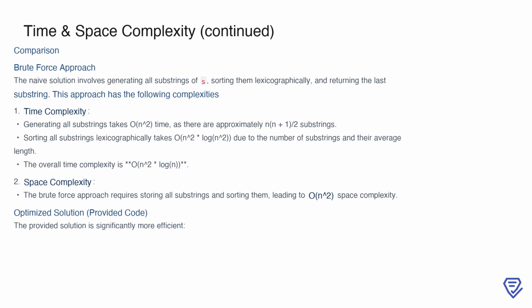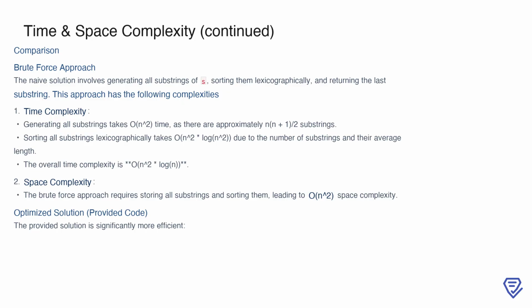Let's compare this optimized solution to a brute force approach. The naive method involves generating all possible substrings, sorting them lexicographically, and then selecting the last substring. This approach is computationally expensive. Generating all substrings requires O(n²) time since there are approximately n(n+1)/2 substrings. Sorting these substrings adds another layer of complexity, requiring O(n² log n²) time due to the sorting process.